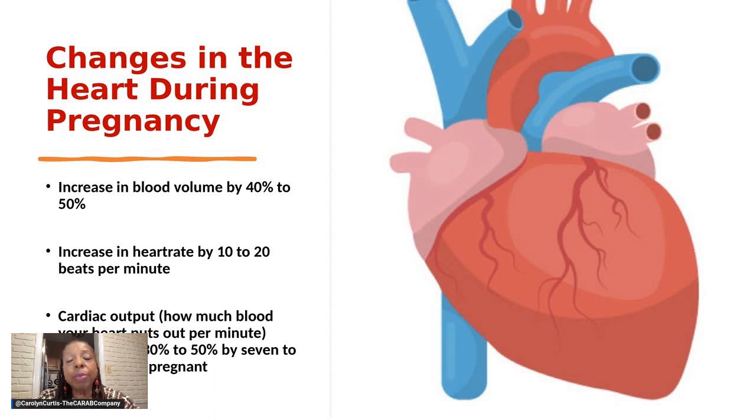What happens in the body during pregnancy is we are now having to grow a whole human being. The heart increases the amount of fluid that it pumps by anywhere from 40 to 50%. The heart rate will increase by 10 to 20 beats per minute. And the amount of blood being put out by the heart increases by about 40 to 50% by the time the mom is 6 to 7 months pregnant, up until 8 months of pregnancy.